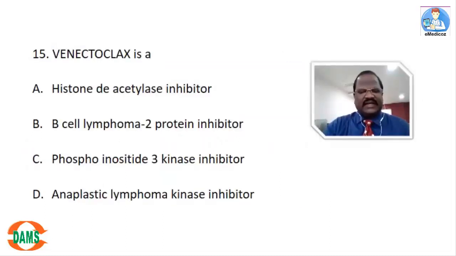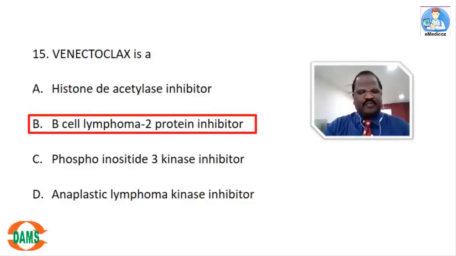Venetoclax is a dash. Options are histone deacetylase inhibitor, B-cell lymphoma 2 protein inhibitor, phosphoinositide 3 kinase inhibitor, anaplastic lymphoma kinase inhibitor. The right answer to the question is option B, B-cell lymphoma 2 protein inhibitor. Now we are going to discuss all the four options in detail.